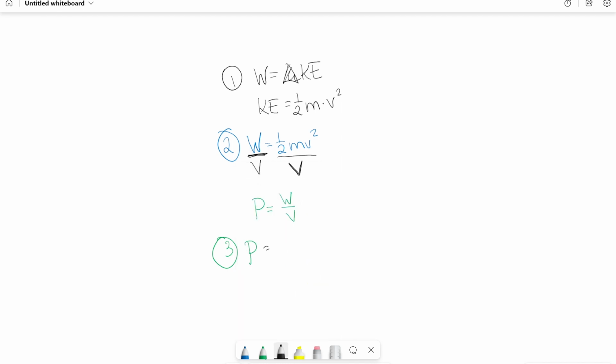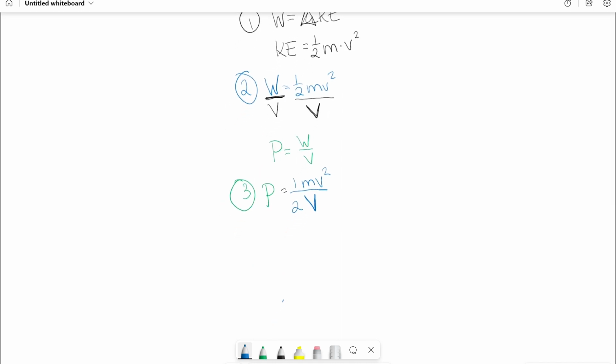equals 1/2 mv squared over the volume. And because we had the 1/2, this 2 is in the denominator and goes with the volume, not velocity: 2 times the volume. Little v velocity, big V volume. So now we've got pressure.